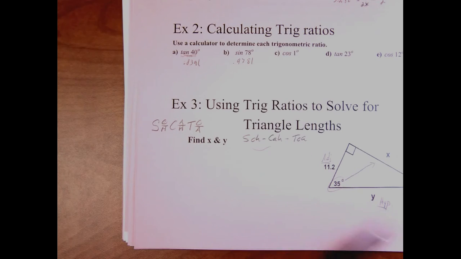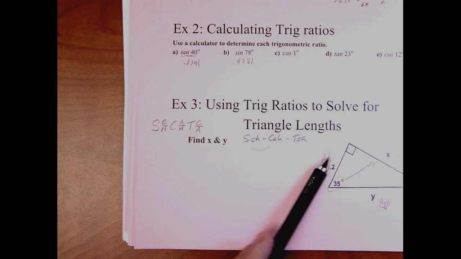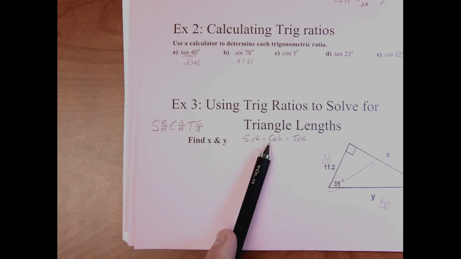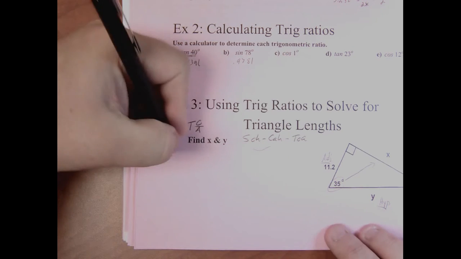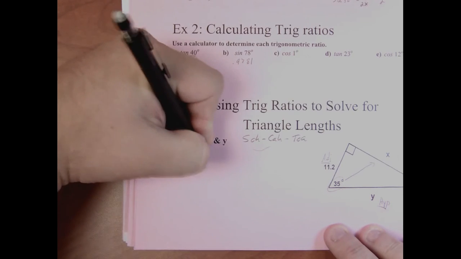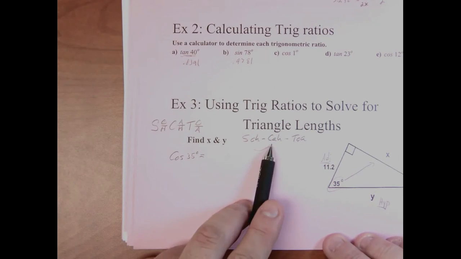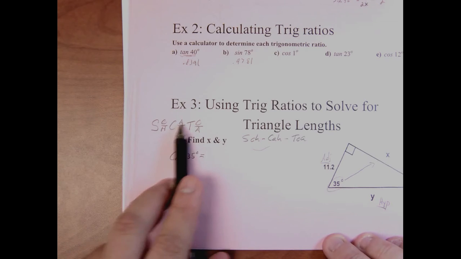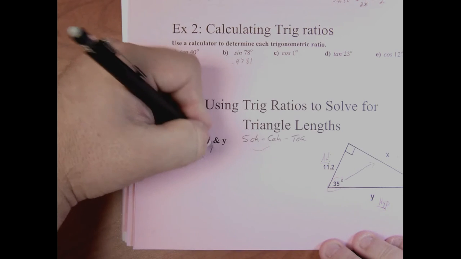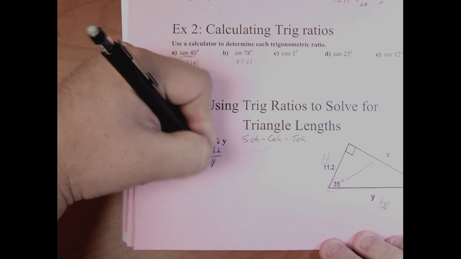So we look back to what we needed. In order to solve for y, we needed the hypotenuse and the adjacent side. The only one that has hypotenuse and adjacent is cosine. So we will say that we need cosine of 35 degrees, and that is equal to adjacent over hypotenuse. In case you can remember the order, that's the way these are stacked, written in fractional form. So adjacent goes on top, that's 11.2, and the hypotenuse is y.